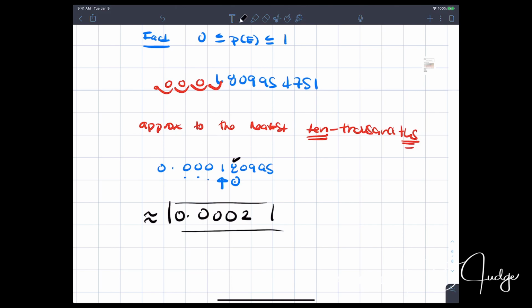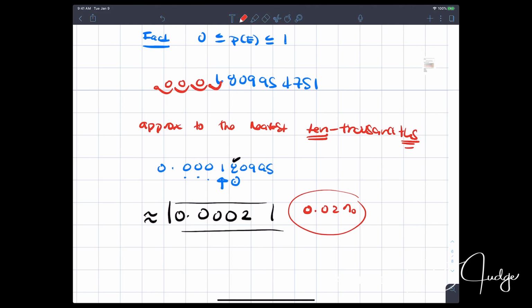This is a probability value. So this is probability, and I'm going to write here again percent. Move this as a percent, 2 digits to the right, and we get 0.02. Let me double check here. 0.02%. This is as a percent.